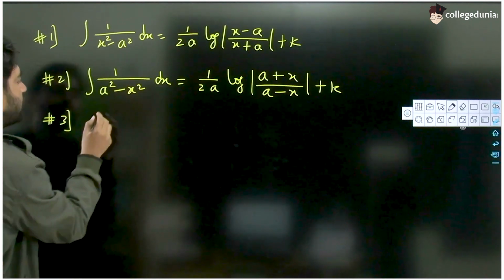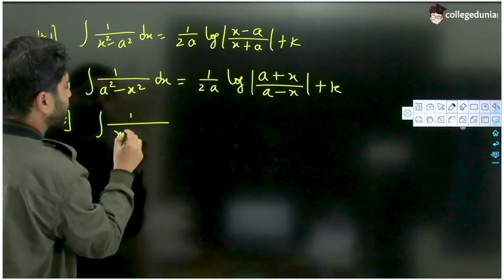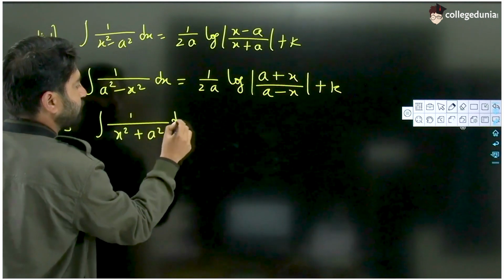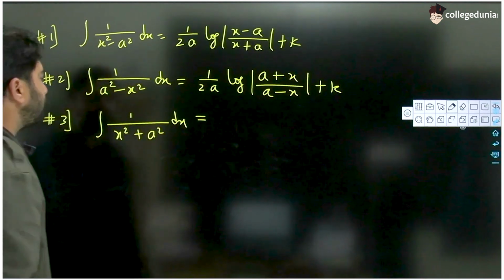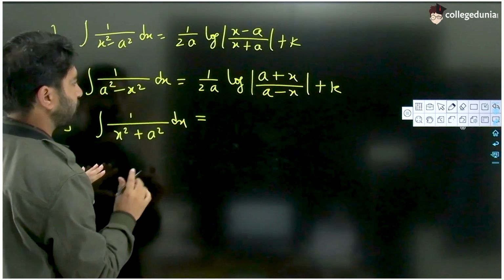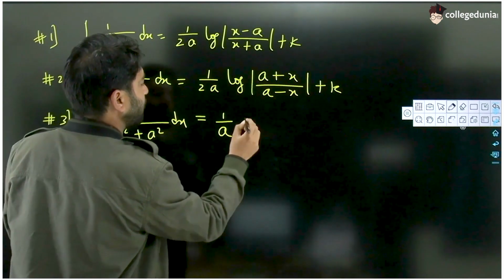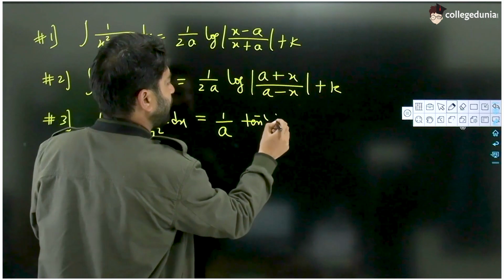Okay, so this is the second formula that you need to learn. The third formula is where variable and constant are both added: 1 upon x square plus a square. In this situation, the formula is 1 by a tan inverse x by a.